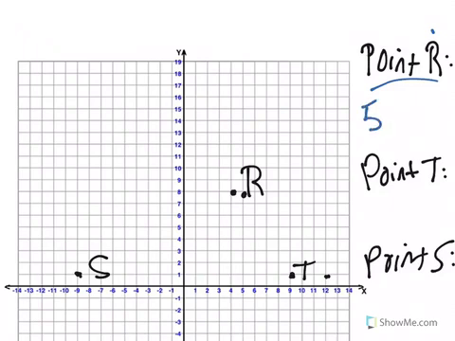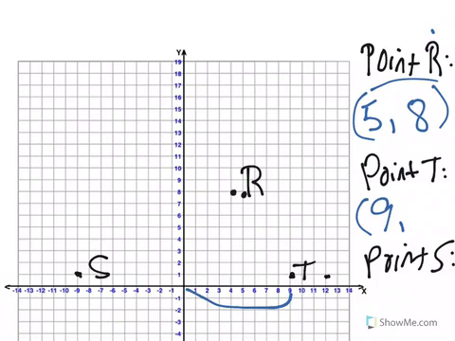So if we're going over 5 and up 8, those are both positives. Over to the right is going to the right of 0, and then up would be going above 0. So we have (5, 8) as our ordered pair. For point T, it looks like we're going over 9 to the right, which is positive. So the first coordinate is 9. And then up 1, which is also positive.